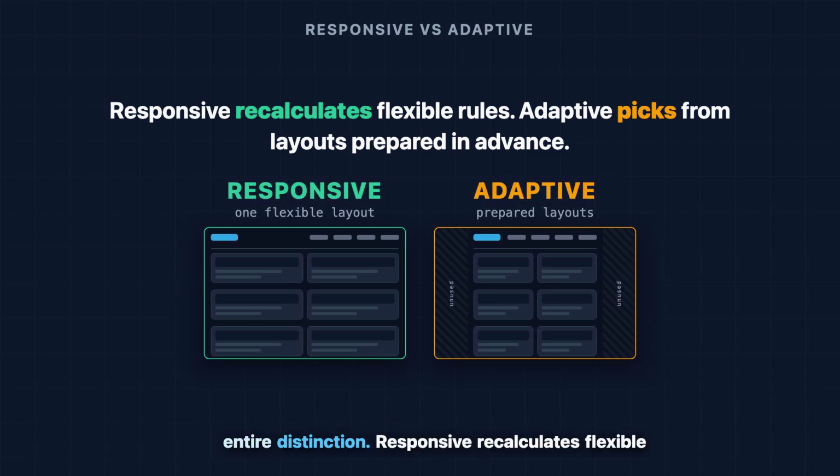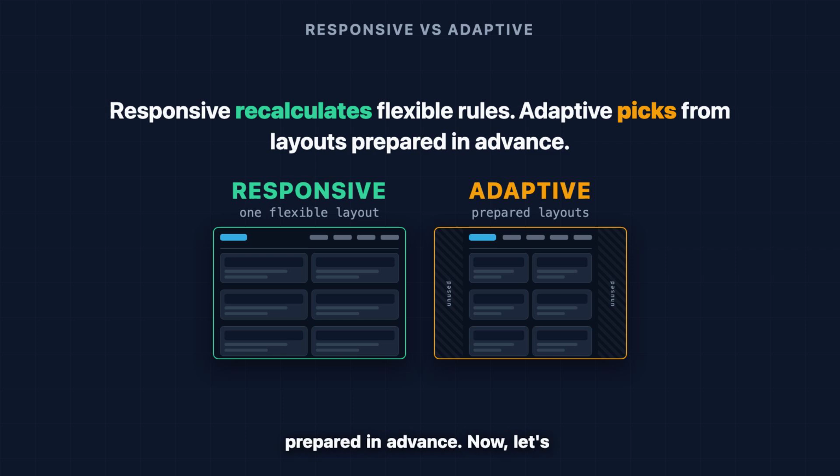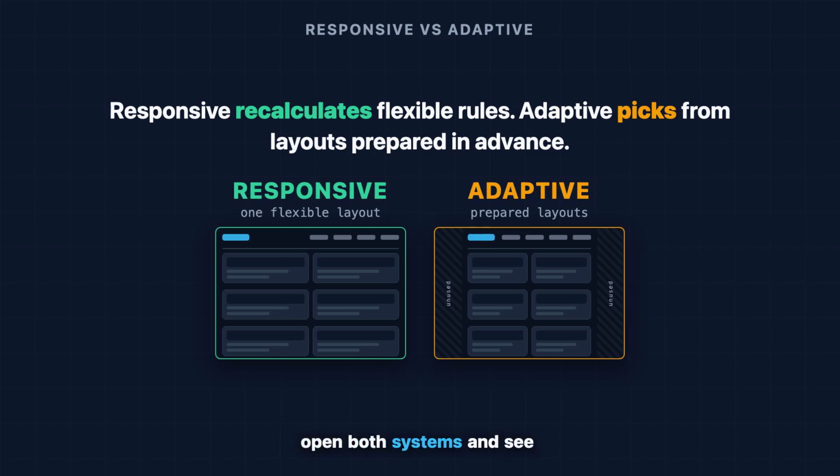That's the entire distinction. Responsive recalculates flexible rules. Adaptive picks from layouts prepared in advance. Now, let's open both systems and see why they behave so differently.